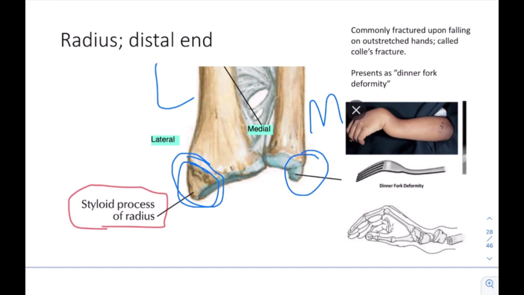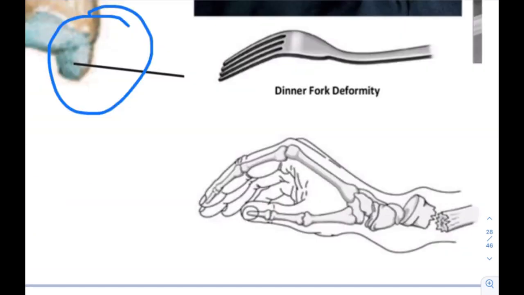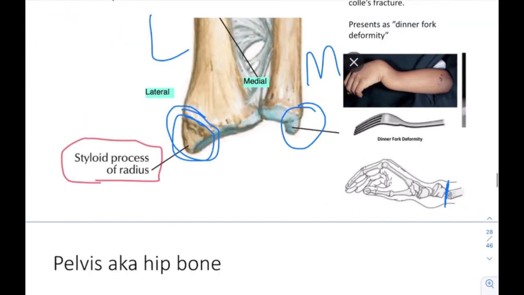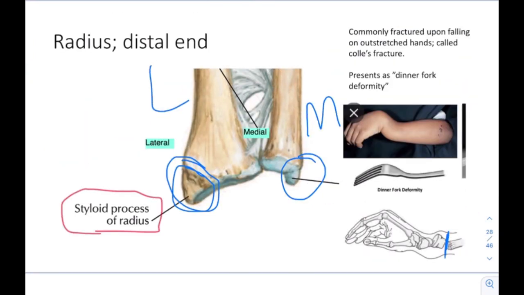So the radius is commonly fractured, as you can see here. This is the radius. It commonly gets fractured when someone falls on an outstretched hand. And this is called Colles fracture. It presents as a dinner fork deformity because when the radius breaks, the hand kind of looks like a dinner fork. So they call it a dinner fork deformity. So this usually occurs when someone falls on outstretched hands. They break the radius, and it causes something called a Colles fracture, which produces a dinner fork deformity.